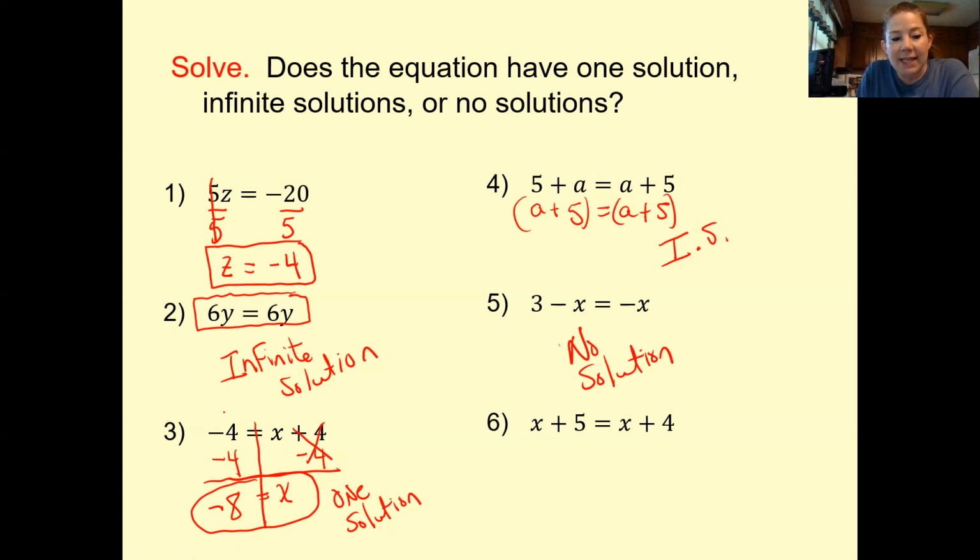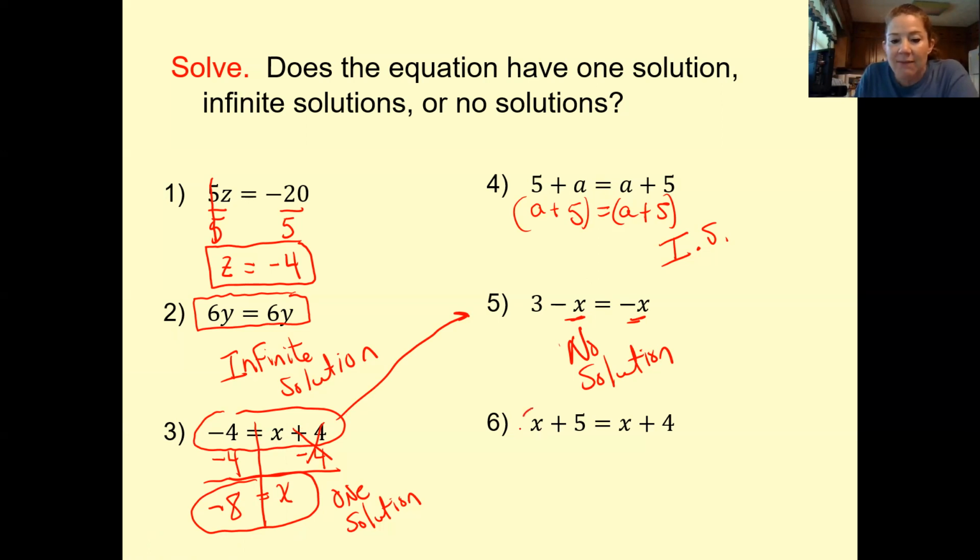Now, the reason this is not the same as number 5 is because on number 5, there's variables on both sides. On number 3, there isn't, right? This doesn't say x minus 4 equals x plus 4. That's not what it says. All right. So anyway, look at number 6.